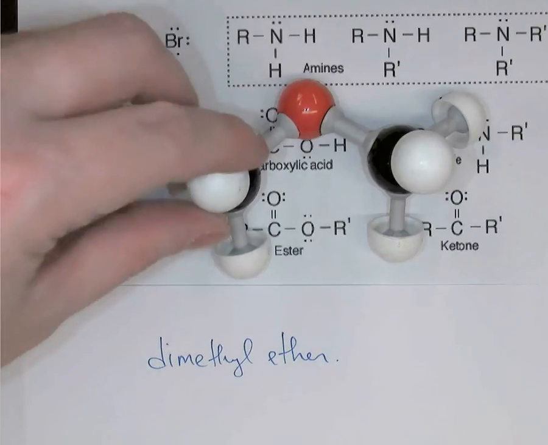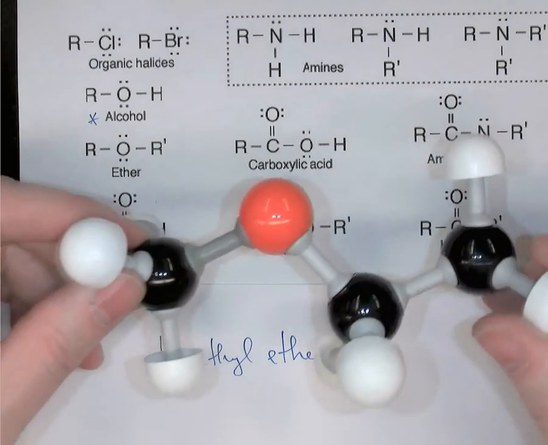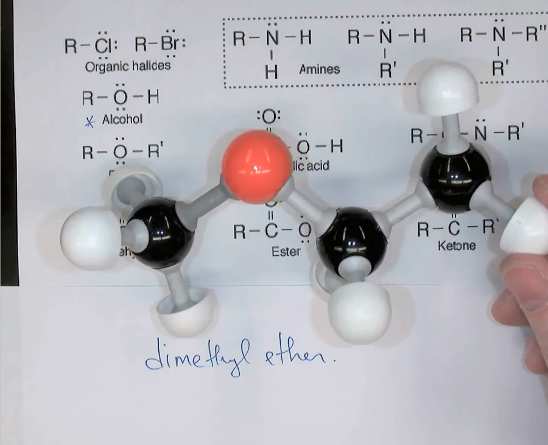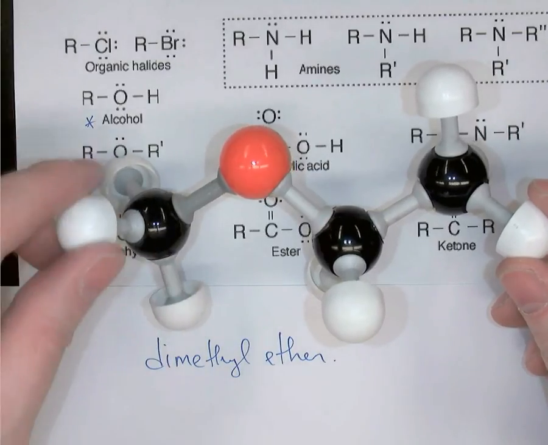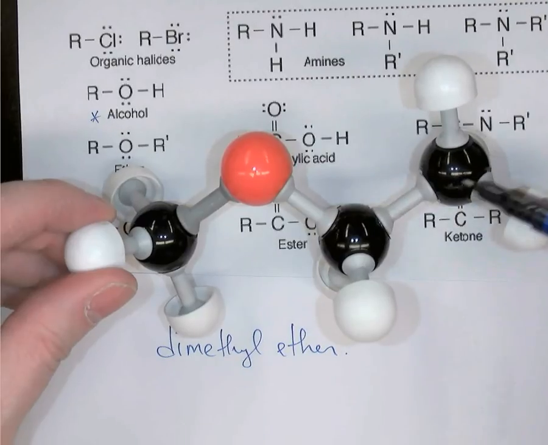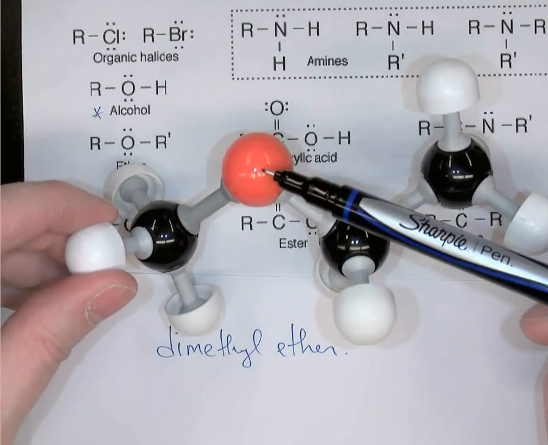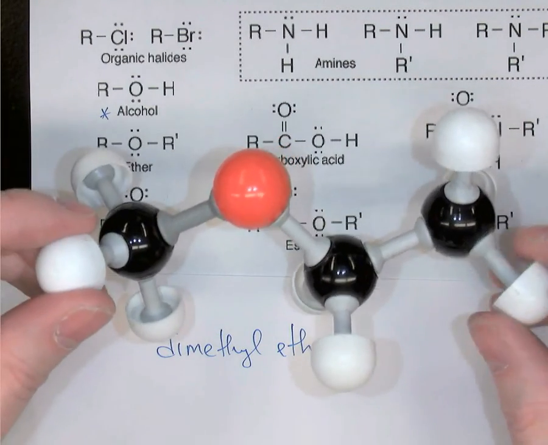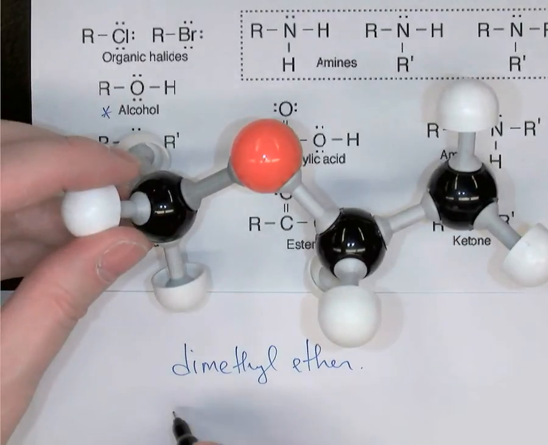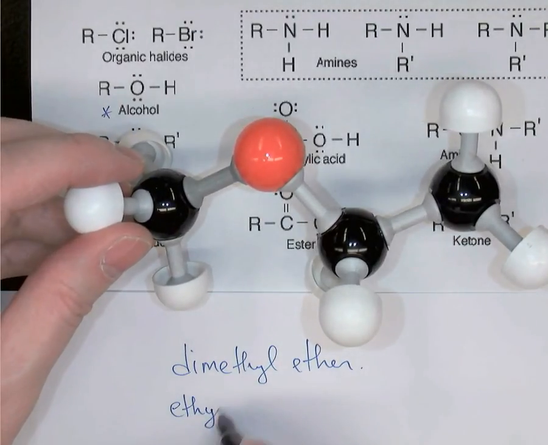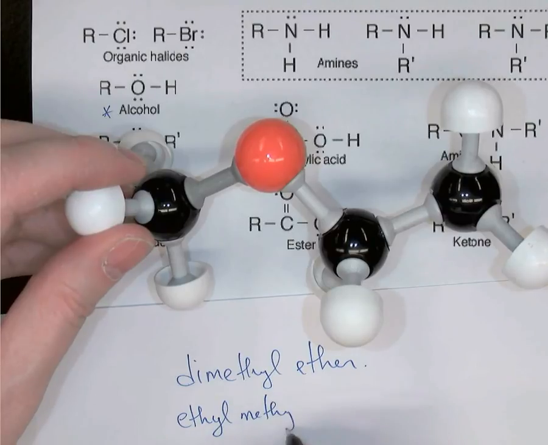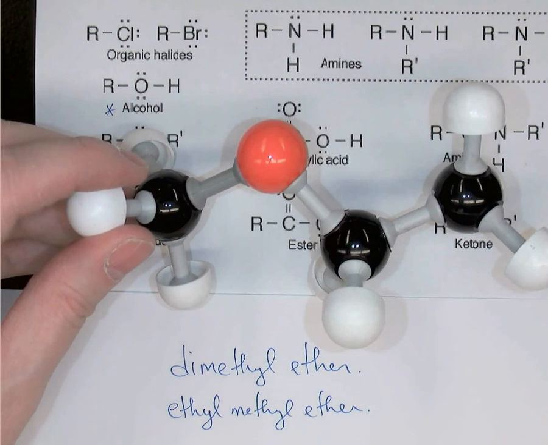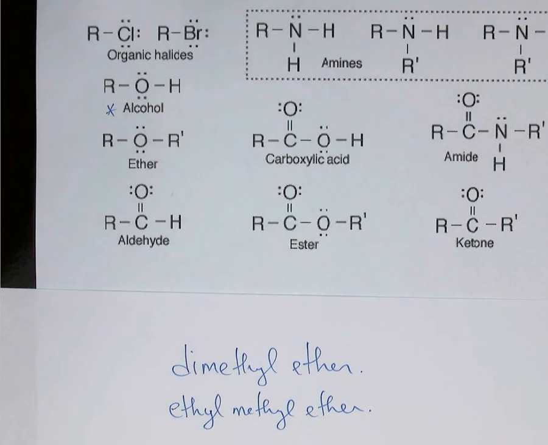If the R groups were different, here we've got another ether, slightly larger molecule. You can tell, I hope, that it's an ether because it has an R group here, a methyl branch, and another R group here, an ethyl branch, and there's an oxygen joining them, so that's an ether. Now this has a methyl and an ethyl, so we're going to name them alphabetically, and we would say ethyl methyl ether. Right? Ethyl methyl ether would be the name of that ether there.